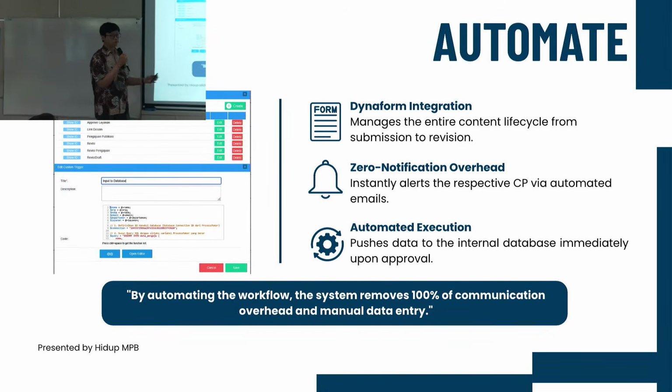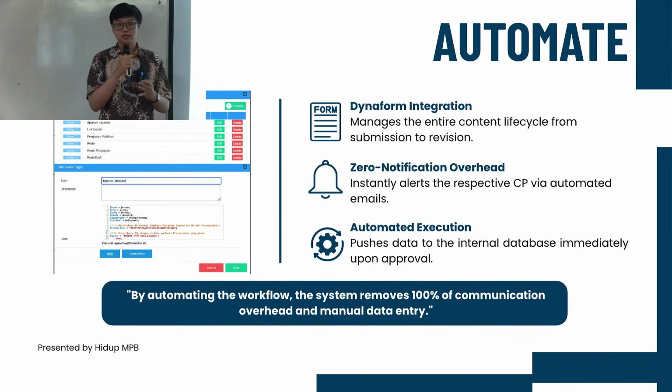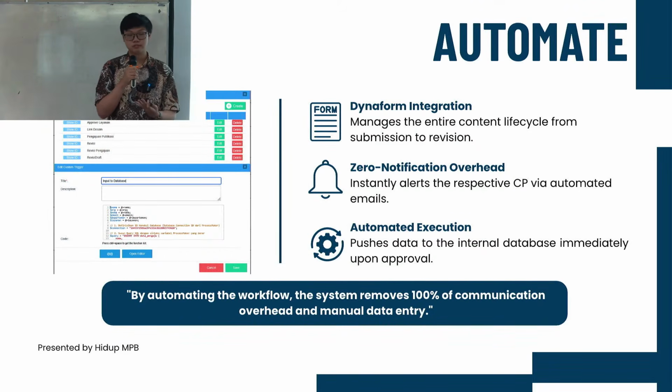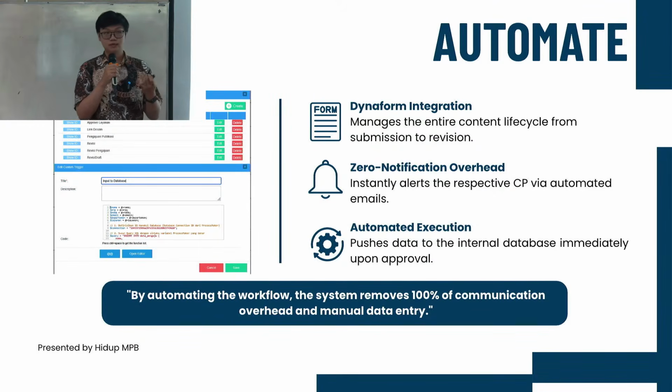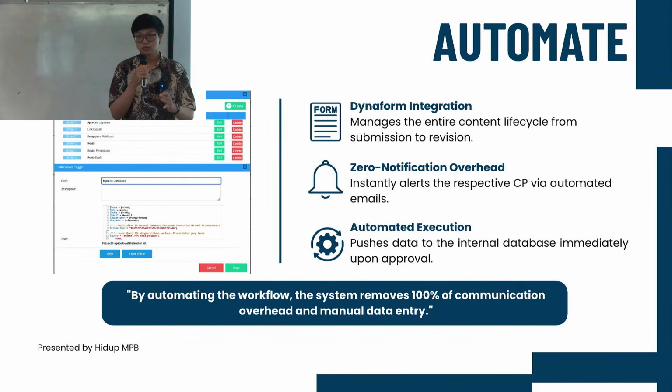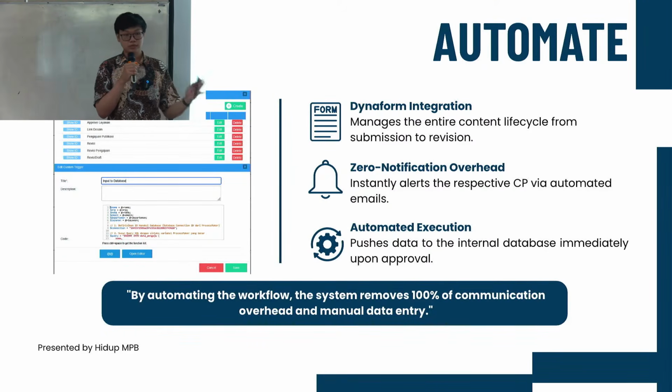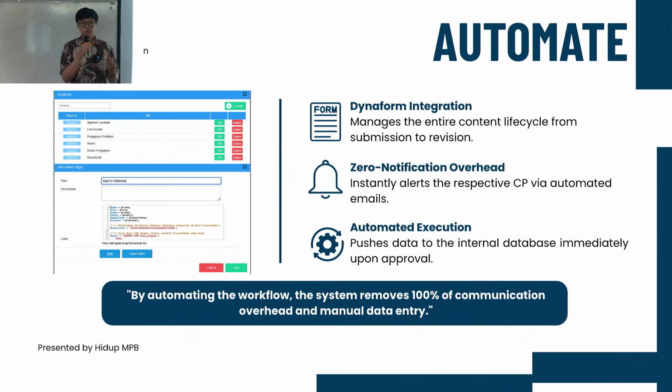Okay, so let's move on to the automation redesign. In this automation redesign, we are using ProcessMaker. In ProcessMaker, we use Dynaform integration to manage the content lifecycle from submission to approval. We also use the email system to automatically email the respective CP. And lastly, we use automated execution to push data into the internal database. So by automating this workflow, the system removes 100% of communication overhead and manual data entry.